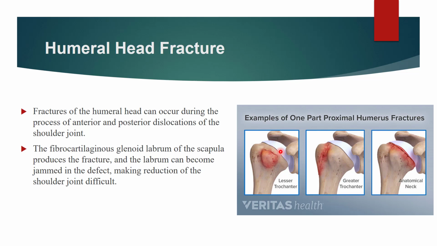The fibrocartilaginous glenoid labrum, which is present on the glenoid cavity of the scapula, produces the fracture, and the labrum can become jammed in this defect, making reduction of the shoulder joint difficult. Okay, so head of the humerus can be fractured.